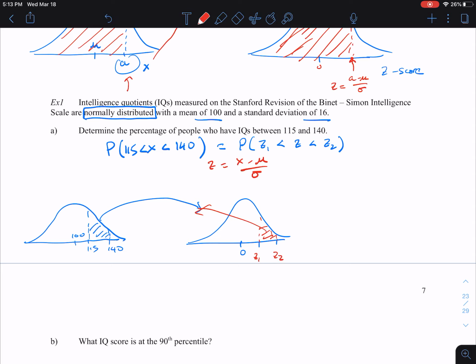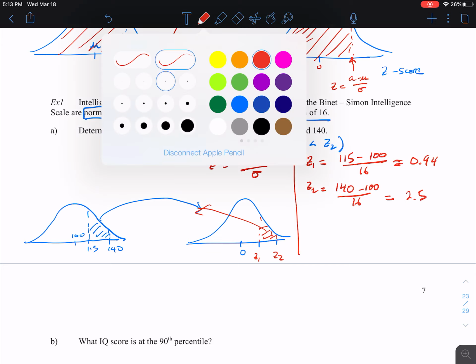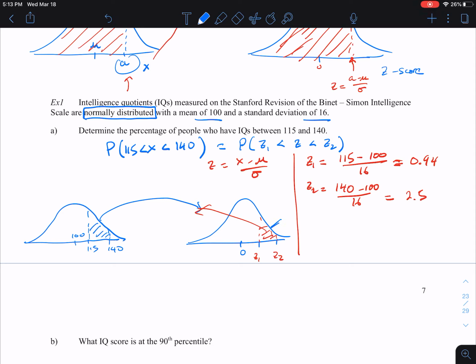Okay, so let's do it. Let's find those two z-scores. Z-score 1 is going to be 115 minus the mean, which is 100, over the standard deviation, which is 16. If you do that correctly, it should turn out to be 0.9375, round that up to 0.94. And then z-score number 2 is going to be 140 minus 100 over 16, which will turn out to be 2.5.